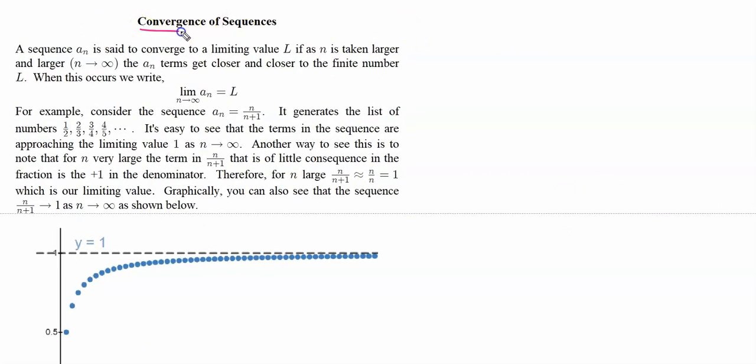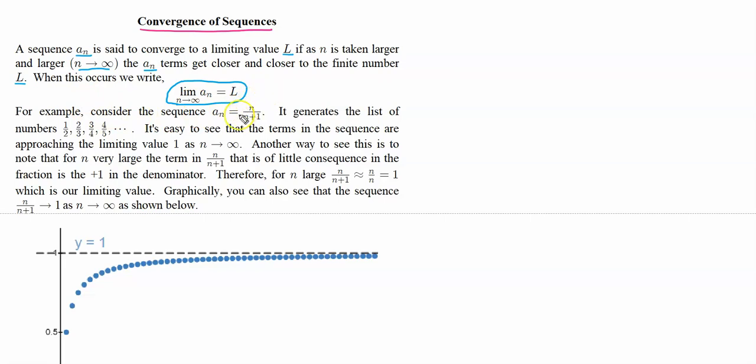Now let's take a look at convergence of sequences. So a sequence a sub n is said to converge to some limiting value L if, as n is taken larger and larger, in other words, as n goes to infinity, the a sub n terms get closer and closer and closer to that finite number L. So when that happens, we state that the limit as n goes to infinity of a sub n equals L, and that's the notation we use. You've seen notation like that before, of course.